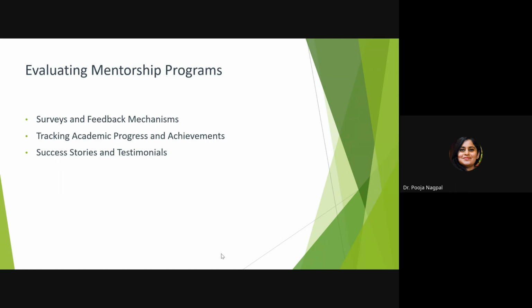Evaluating the mentorship program. Now, how can you evaluate that mentorship program? We have earlier discussed feedback mechanisms. So surveys and feedback mechanisms are still there to evaluate any program. Tracking academic progress and achievement: we can say that students who are taking mentorship from this particular mentor are performing better and students are happier. So this can also be a method for evaluation of the mentorship program.